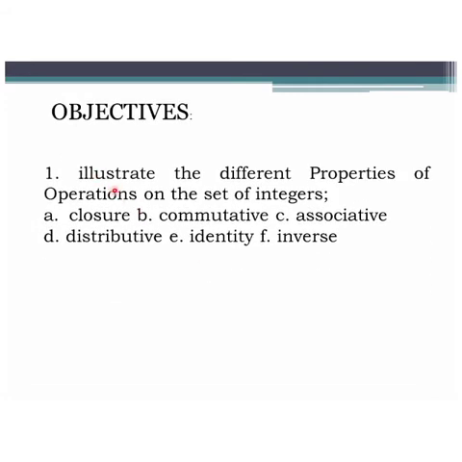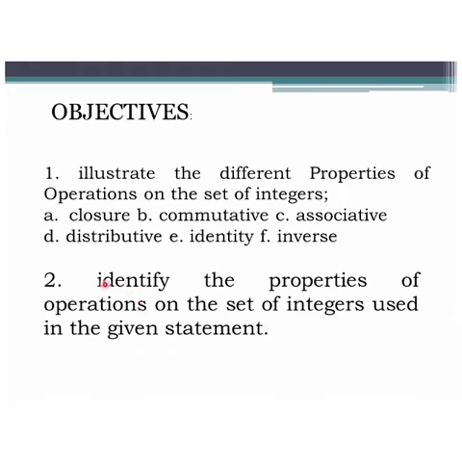Number 1, illustrate the different properties of operations on the set of integers. These are the properties: closure, commutative, associative, distributive, identity, and inverse property. And number 2, identify the properties of operations on the set of integers used in the given statement.